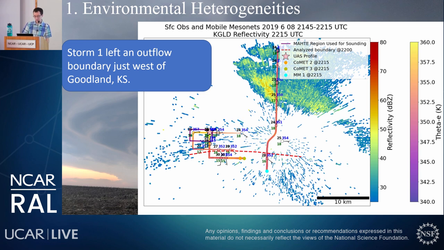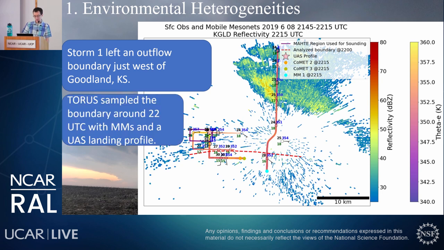And you've got winds that are back to the east north of it, and southerly winds south of it. Furthermore, theta E is also higher just north of this boundary. And we were lucky enough that we weren't really going for this boundary. We were kind of done for the day and leaving storm one. But where the right flank UAS landed was actually right in the middle of this high theta E area. So we have a nice landing profile from that UAS.